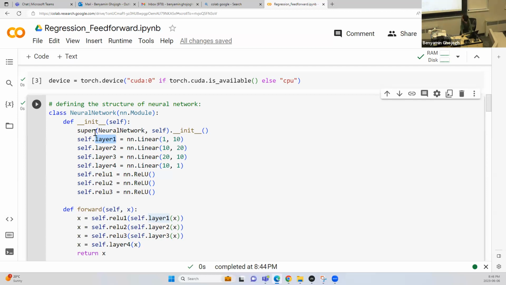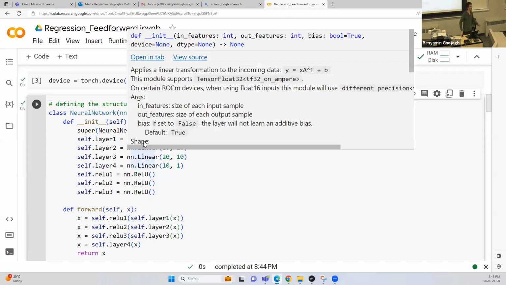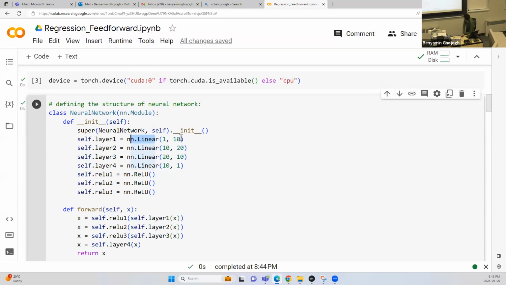nn.Linear. This nn.Linear is being inherited from nn.Module. nn.Linear is a linear layer. It is a dense layer, a fully connected layer. And its size is 1 by 10, so it's 1 neuron to 10 neurons. And then layer 2, 10 neurons. So these two 10s should be equal. 10 neurons goes to 20, then 20 goes to 10, then 10 goes to 1. So it's a neural network which goes up, becomes larger, and then becomes smaller again.